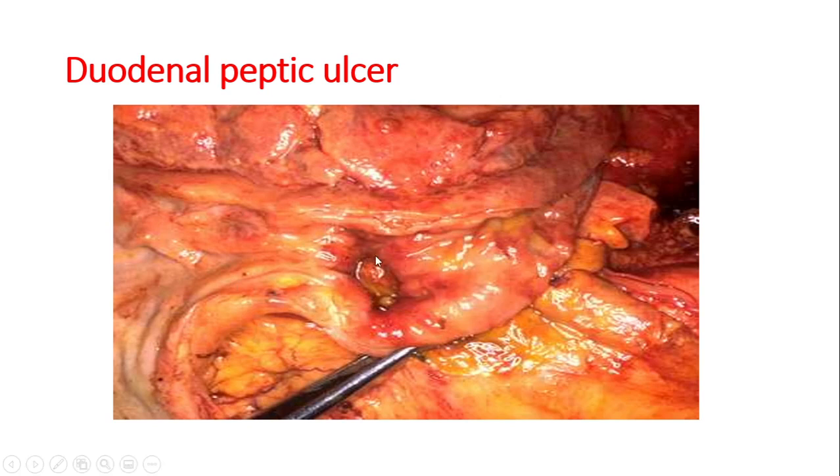Peptic duodenal ulcer. This is the more common site, the duodenal ulcer, in the first part of the duodenum, the proximal duodenum. You identify the typical ovoid shaped, regular, punched out ulcer with surrounding hyperemia. And as we say, this type of ulcer carries no risk of carcinoma in the future in comparison with gastric peptic ulceration.